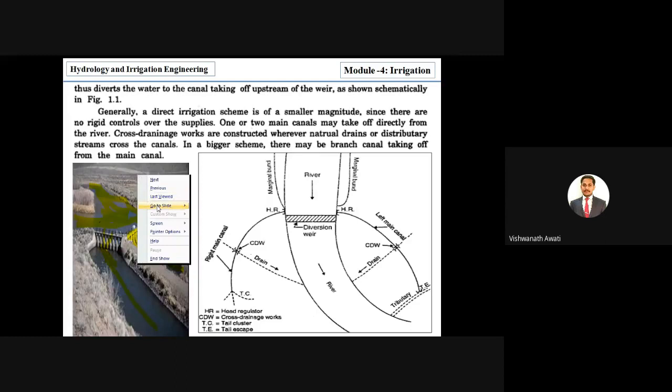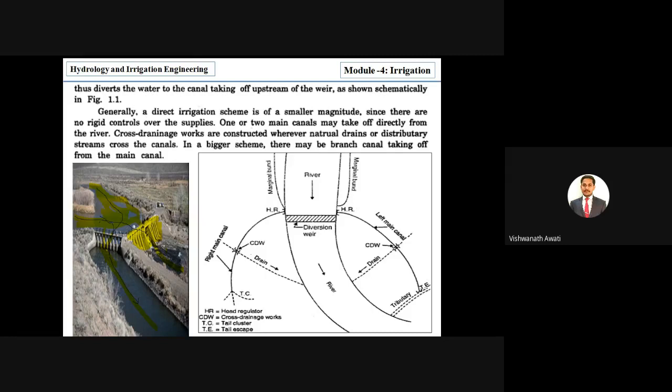It is what is called a diversion scheme, or direct irrigation. You can see it is a river here, and water is coming like this, and due to the rising of water it is diverted towards the canal, right? So if it is without a diversion structure, then water will flow towards the downstream, correct? So that's what diversion work is.